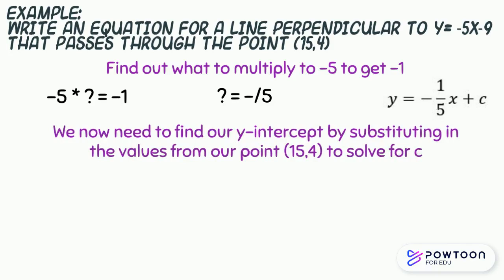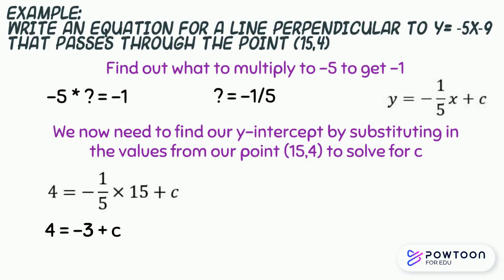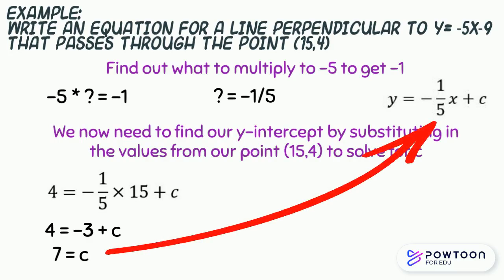We are going to substitute the 15 in for the x value and the 4 in for the y value, and then it's just a matter of solving the equation for c. So negative 1/5 times 15 is just negative 3. We will add that to both sides to get that 7 is our c value, and then it's just a matter of substituting it in and we get y equals negative 1/5 x plus 7.